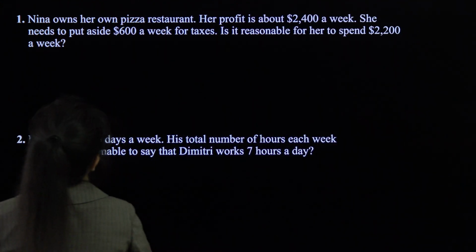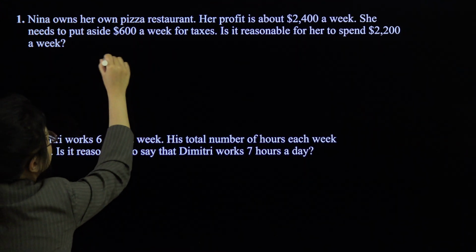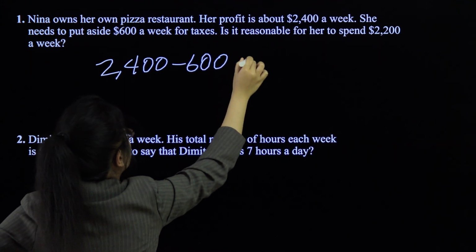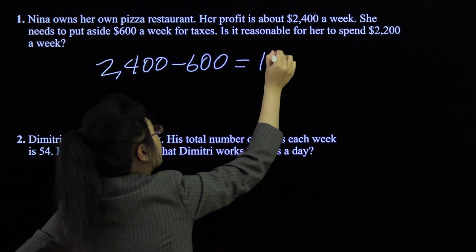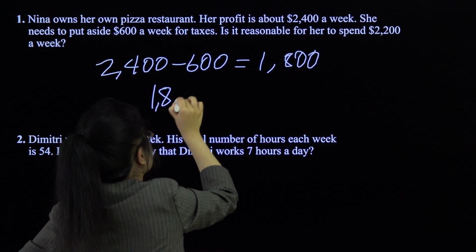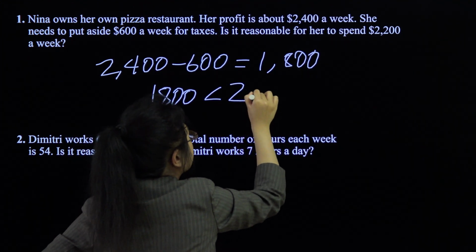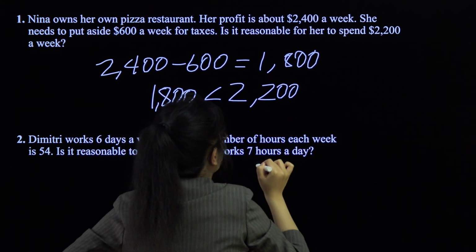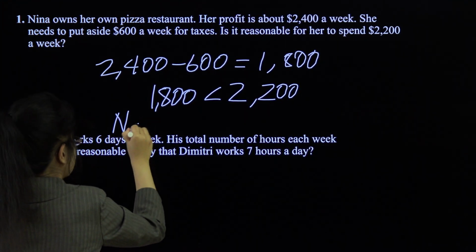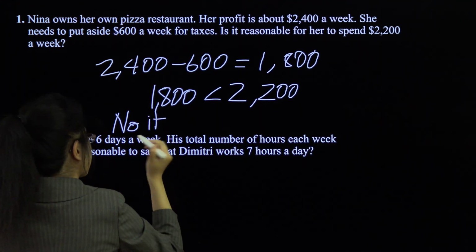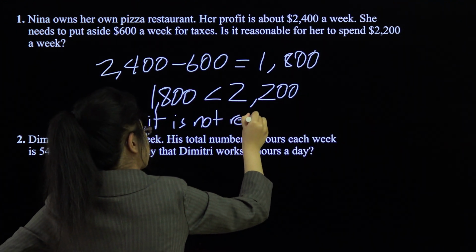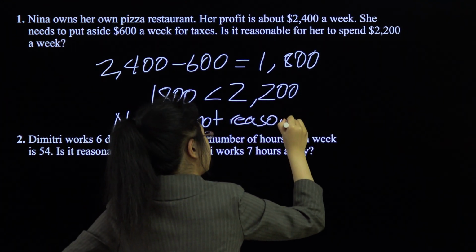What are you buying? Anyhow, her profit minus taxes is the amount that she is able to spend a week, which is $1,800, which is smaller than $2,200. So no, it is not reasonable because she can't physically spend that much. Well, no, unless she wants to go into debt, but debt isn't fun. It really isn't. Debt is never fun.